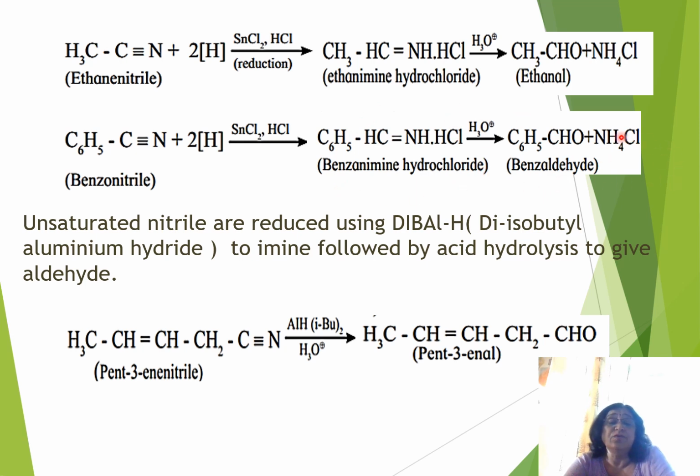plus NH4Cl. So that's how from the nitriles aldehyde is obtained by reduction using Stephen's reduction method using tin chloride and HCl, which provide nascent hydrogen.